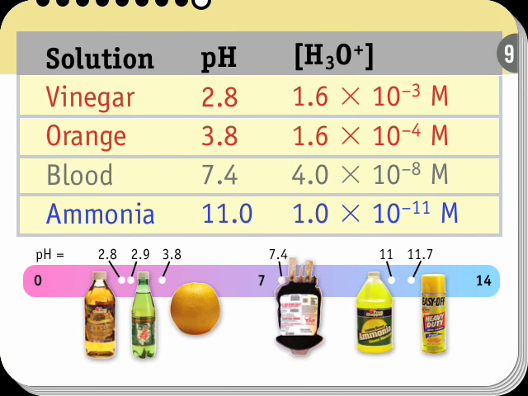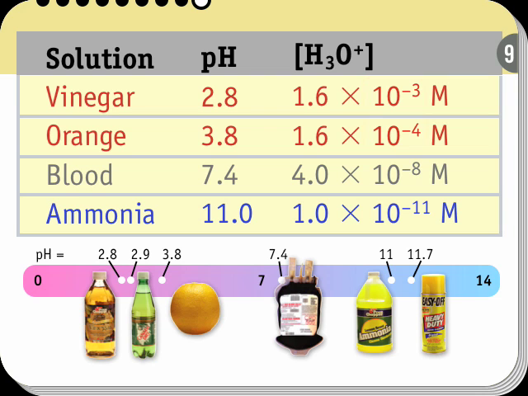Let's return to the illustration from your textbook of various solutions and their pHs. Vinegar has a pH of 2.8, a hydronium ion concentration of 1.6 times 10 to the minus 3 moles per liter. An orange has a pH of 3.8. That's 1 unit higher in pH than vinegar. Therefore, its hydronium ion concentration is a power of 10 smaller than the vinegar hydronium ion concentration.